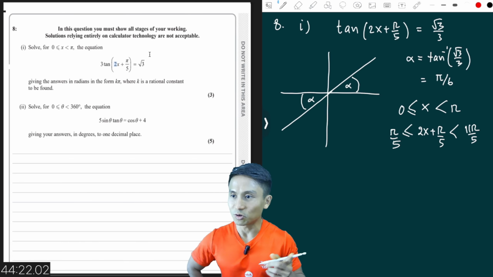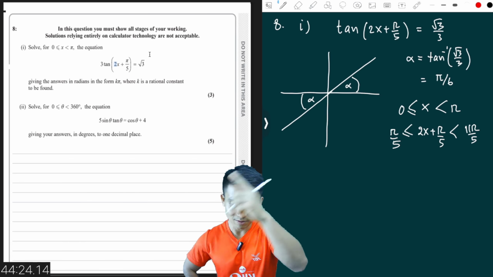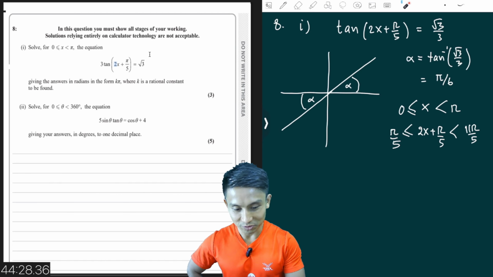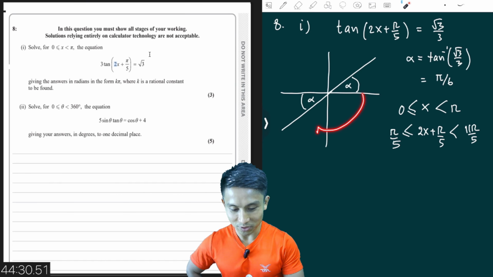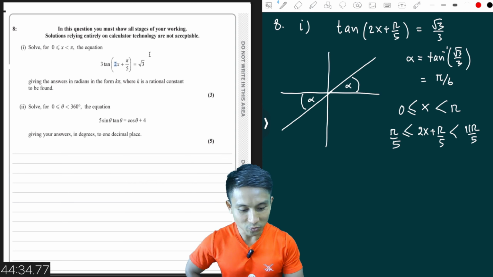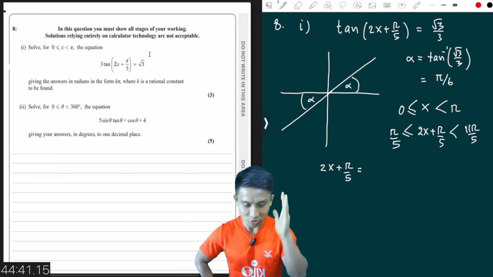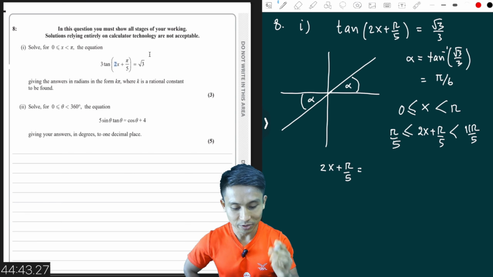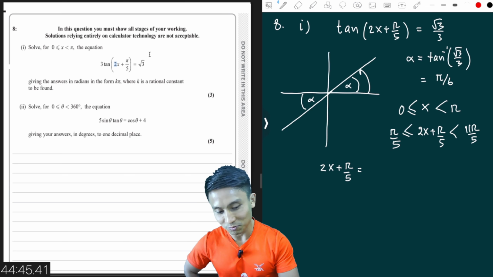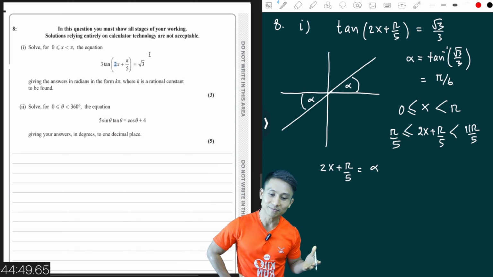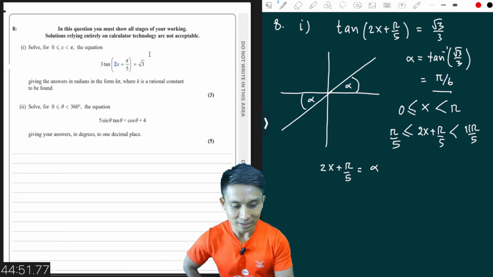So this will be the domain where you can keep sweeping for the angle. You can't go negative, so there's no point going this way. You're going to be sweeping this way. We are finding the angle for 2x plus pi over 5 first, the whole expression of angle, not just x, but 2x plus pi over 5. The first one that makes sense is probably alpha. We don't know what alpha is yet. Oh, we do, pi over 6.